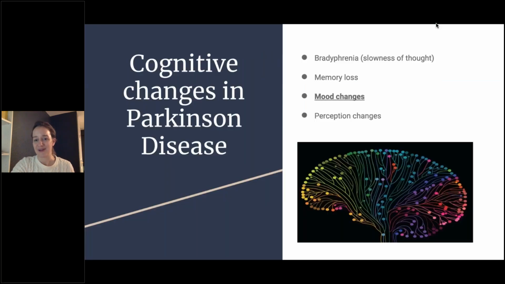Cognition is not just about how quickly you think or how much memory you're able to have. There's also changes in mood that kind of fall under the umbrella of cognition, as well as changes in how you perceive the world around you. So next we're going to talk about mood changes that can occur in Parkinson's.